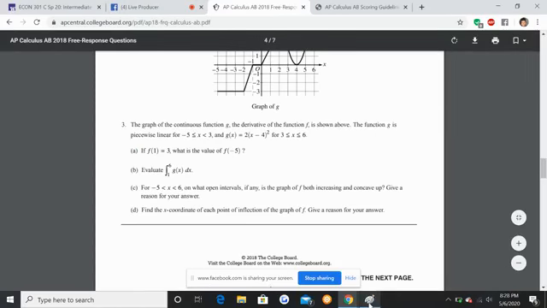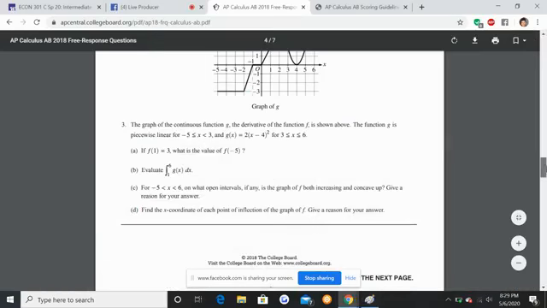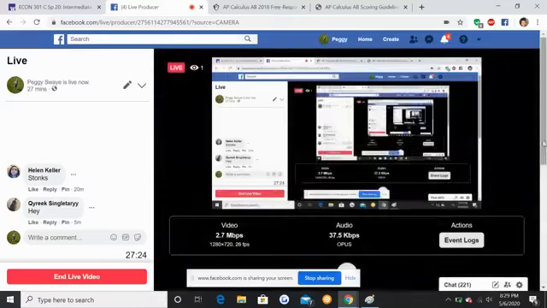Just say that this is where f double prime of x switches from negative to positive, which is a condition for a point of inflection on the graph of f of x. And there you have it. That's our FRQ question 3 of AP Calculus, the 2018 exam.